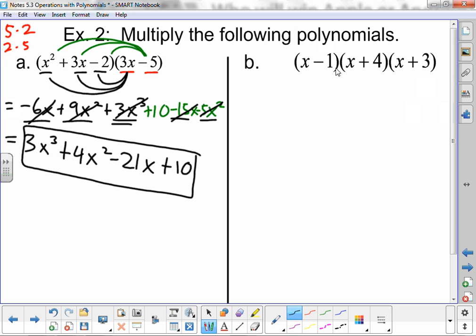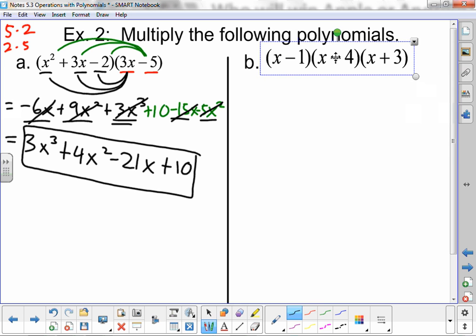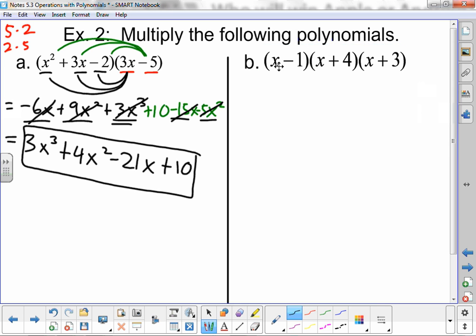And last one. So this one looks a little bit confusing just because there's 3 of them. But keep in mind, if you had 5 times 2 times 3, you can do the 5 times the 2 first and then the 2 times 3, or you can do the 2 times the 3 first and then multiply that by 5. You can multiply in any order you want. So you can do this binomial times this binomial, and then just ignore this one for now. Or we can do the back 2 and then ignore the front one for now.